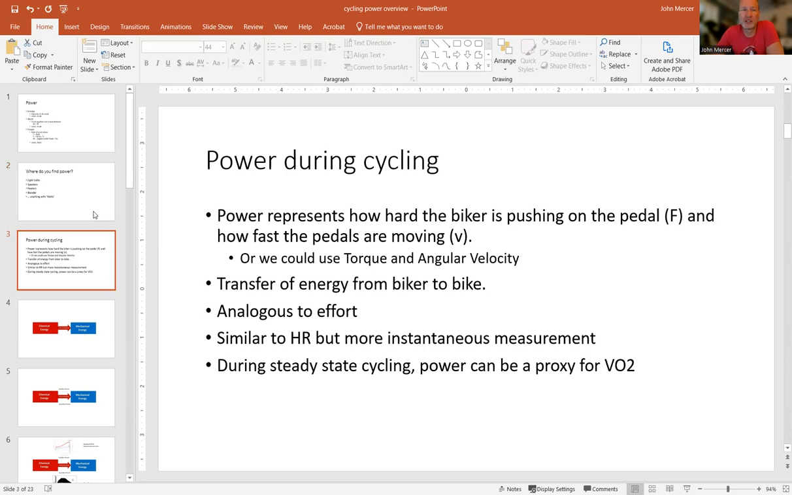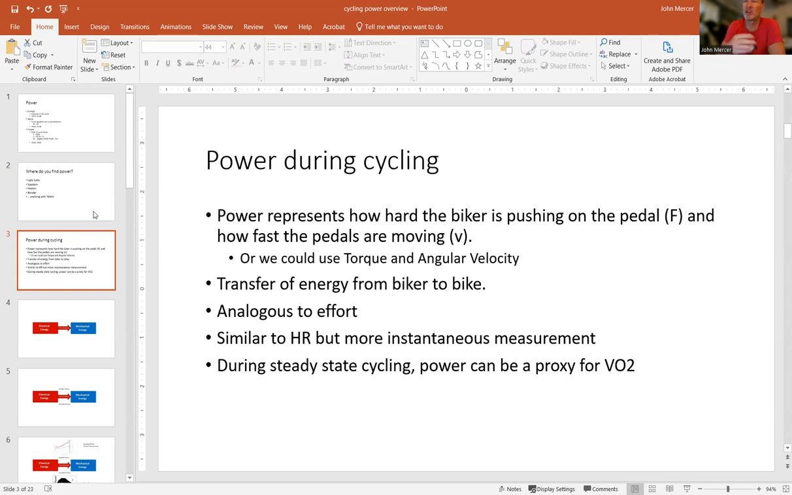Okay, I want to focus in on power and cycling. If we look at power and cycling, I'm going to go through some bullet points and then some more details. Power, in essence, when I look at a power display while I'm biking and I can see I'm pedaling at 200 watts, what that represents is how hard the cyclist, in this case me, is pushing on the pedals and how fast that pedal's moving. In essence, that's what power represents from a mechanical perspective.